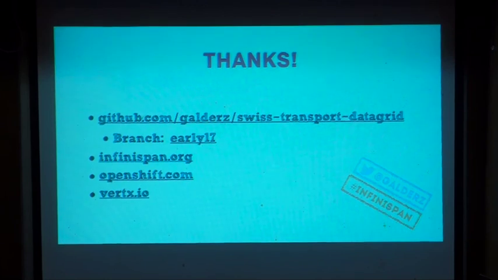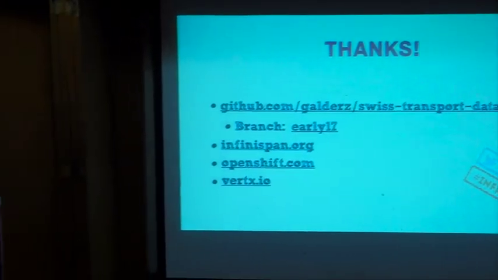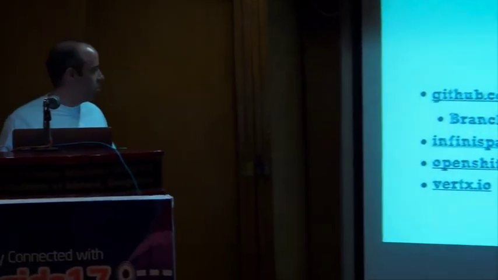In terms of the repo, there's a branch, early 17, which is the one for this particular talk. If you want to find out more about Infinispan, go to infinispan.org. OpenShift, you can find everything about it on openshift.com. And finally, if you want to find out more about Vert.x, obviously this talk was not focused on Vert.x, so I haven't really shown much of the code. There is code there, but there's only so much I can talk about in this talk. But if you want to find out more, go to vertx.io.